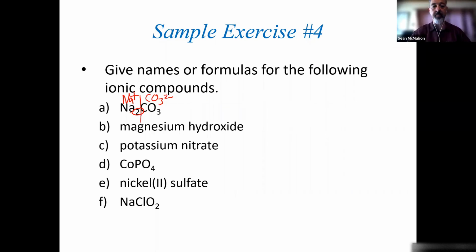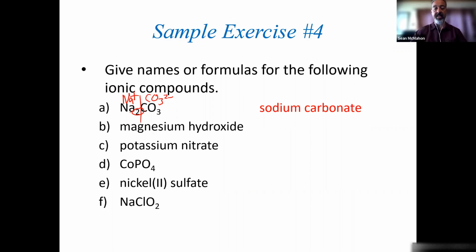So I know that's carbon. Is it carbonate? Carbonate? What is it? It's carbonate. Why? It's not on the 4 that I told you. Or you could just memorize it, but that is sodium carbonate. What about the next one?